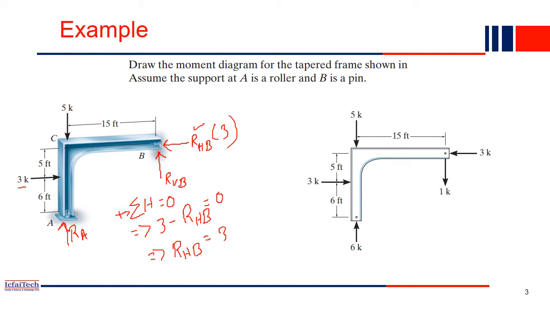Next we'll compute RA. Let's apply the summation of all the moments about B equal to 0. Let's compute all the moments. First, RA will produce a moment. RA is acting in this direction, right? Clockwise direction. So here it will be the RA force times the distance. The distance is how much? 15 feet, given. So this is the moment because of RA.